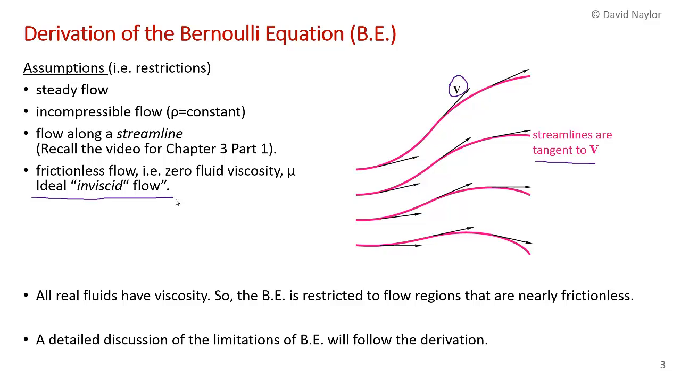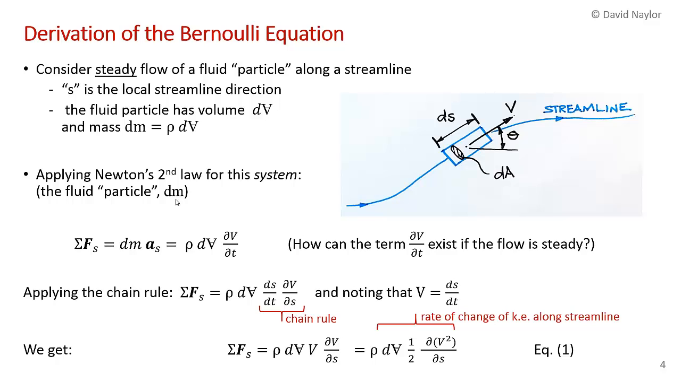Now, all real fluids, and fluids in the real world, have viscosity. So the application of Bernoulli's equation is really restricted to regions of those real world flows that are nearly frictionless. And we'll talk about that towards the end of the video. So there'll be a detailed discussion of the limitations of Bernoulli's equation following the derivation. So let's move on to the derivation.